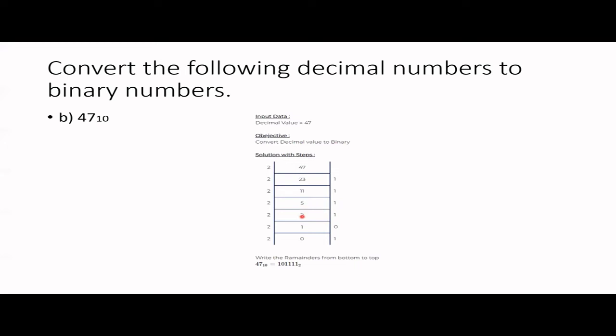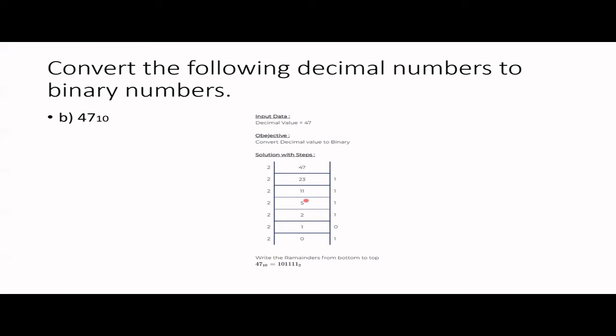5, you divide by 2. There's 1 remainder. 2, you divide by 2. Again, answer is 1 and no remainder. You cannot stop here. Go another step. Some people stop here, then for the answer, you have to take this as well.